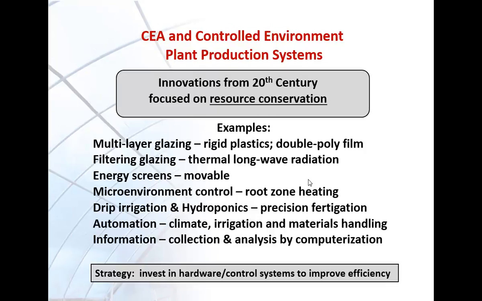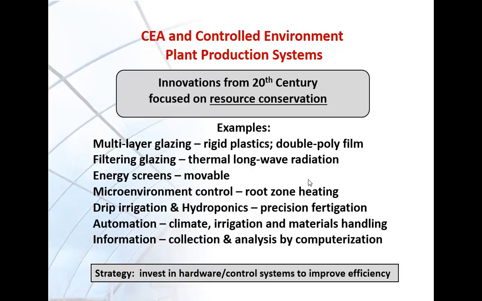Innovations from the 20th century can be described as resource conservation procedures. Multi-layer glazings with rigid plastics and double air-inflated polyethylene film to save energy, heating energy, particularly in the night. Filtered glazings to reduce radiation heat loss, the thermal long-wave radiation in the night. Energy screens that are movable, that also add insulation only in the nighttime and are stowed appropriately not to shade the plants during the day.